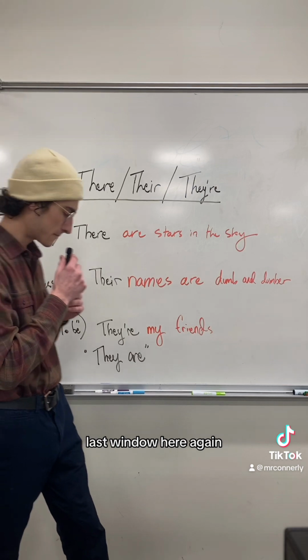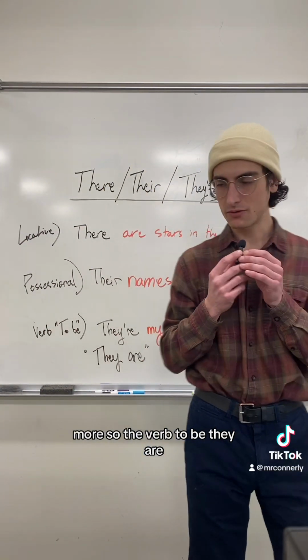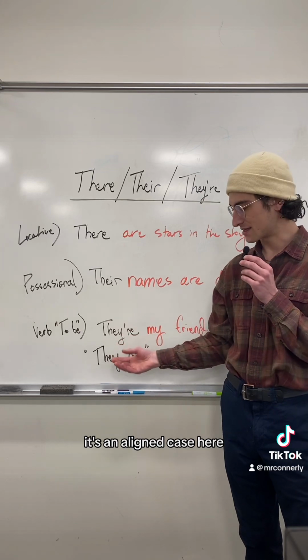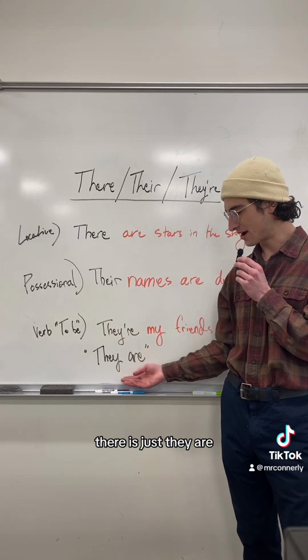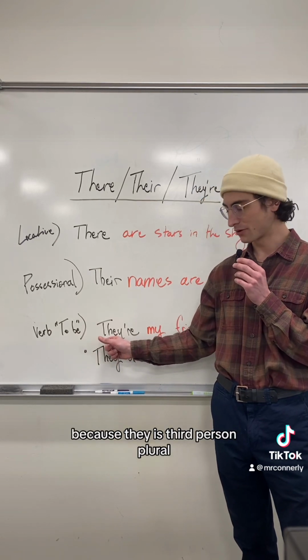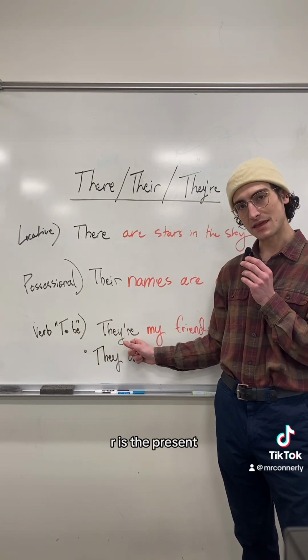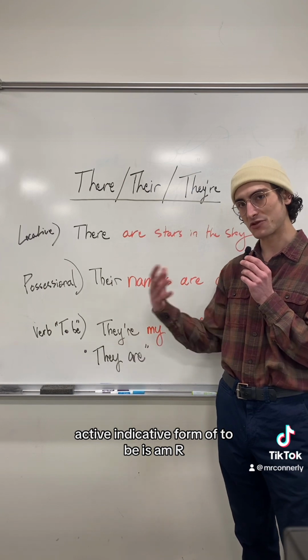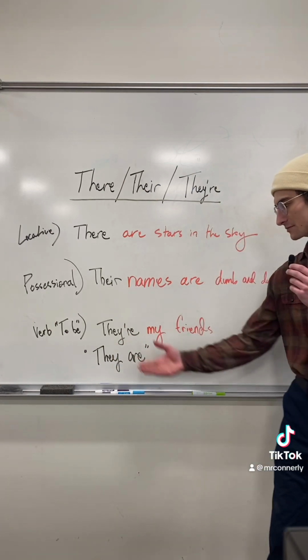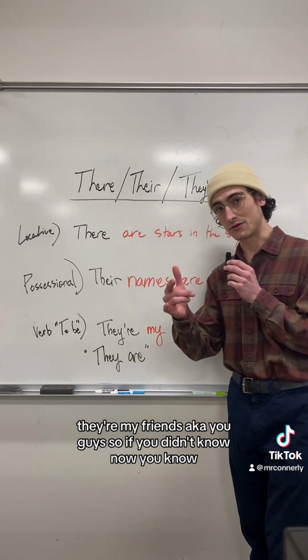Last one though here, again, more so the verb to be, they are. It's an elided case here. There is just they are. And in this case, the verb to be, because they is third person plural, are is the present active indicative form of to be. Is, am, are. They're my friends, aka you guys.